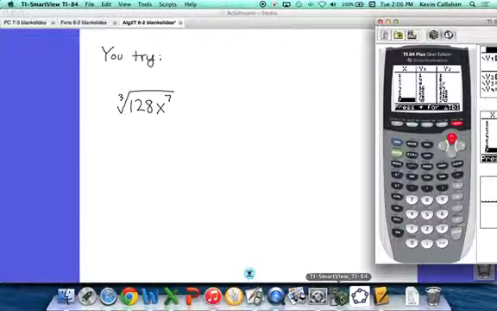The what? Second graph. Look above the graph button. What does it say? Okay.